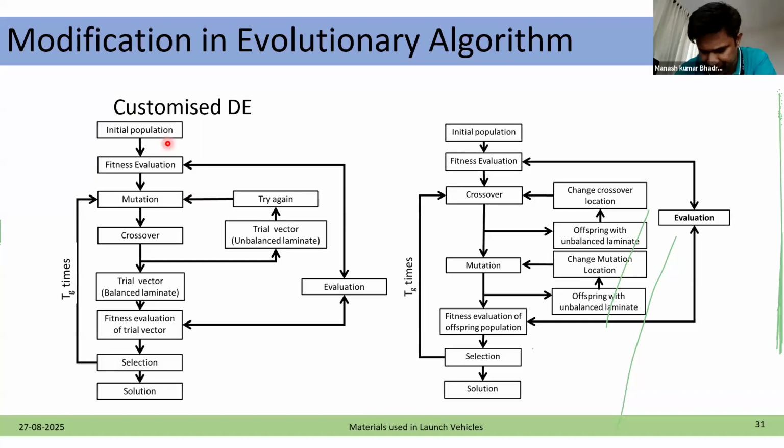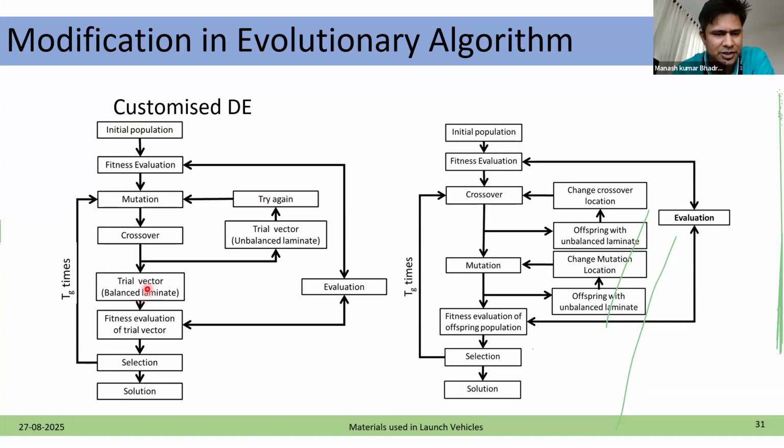The modification that has been incorporated for this optimization of composites is basically in the regular steps. We have initial population, then fitness evaluation of that population, followed by the fundamental steps of mutation and crossover. But in this modification, we have incorporated a check. A check in the form of a while loop, and unless a particular lamina is balanced, we will not let it go to the next steps.